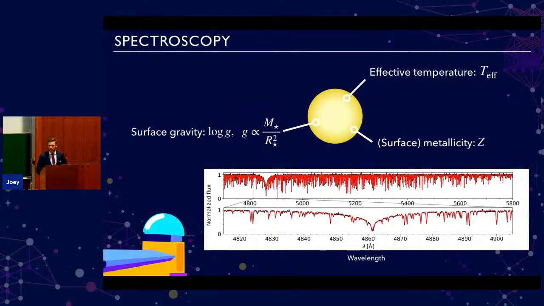So one of the classic ways of studying stars is via spectroscopy. What you do there is you split the starlight into different wavelength bins and then compare the absorption lines of the different elements in the star with atmospheric models. This way we can get properties such as the surface gravity I mentioned before, which relates to the mass and the radius of the star, the effective temperature, and the surface metallicity, so the fraction of metals at the surface.